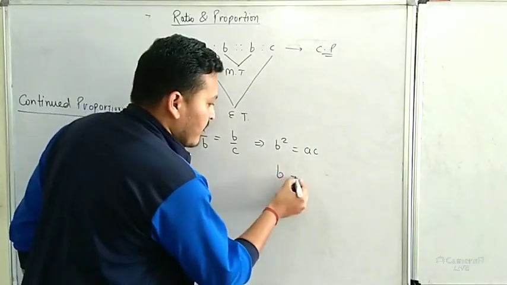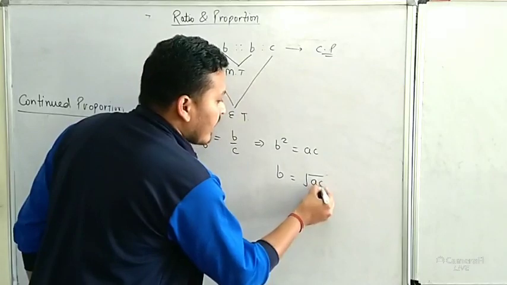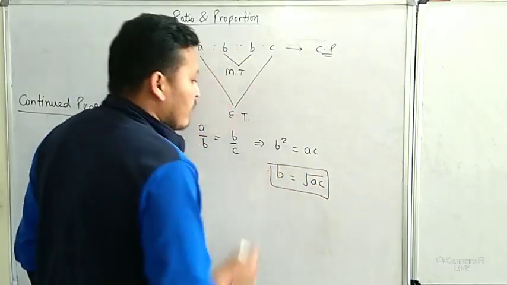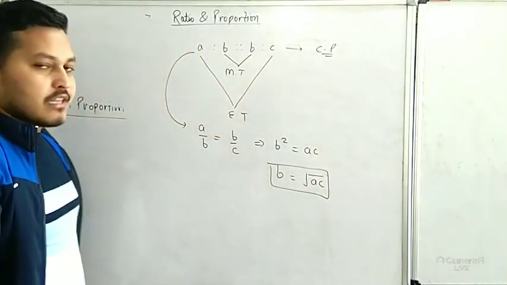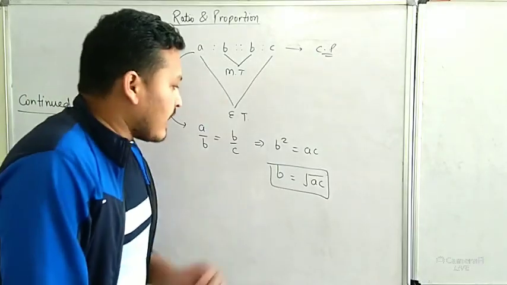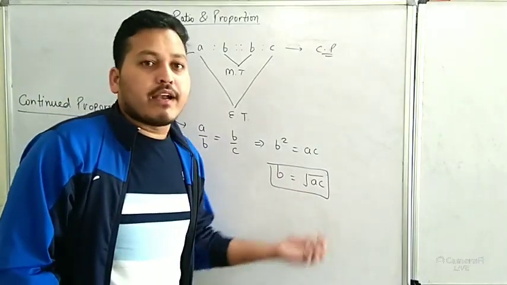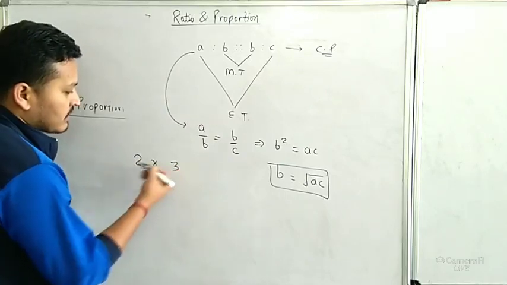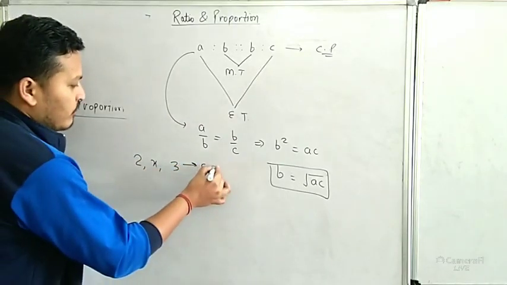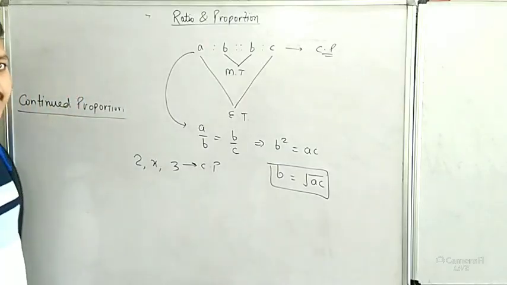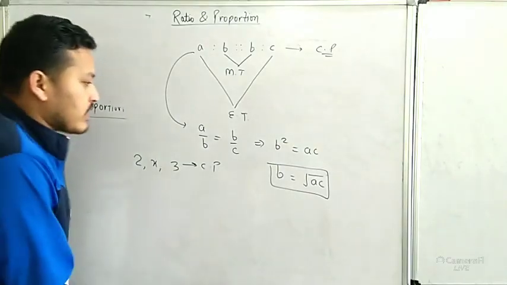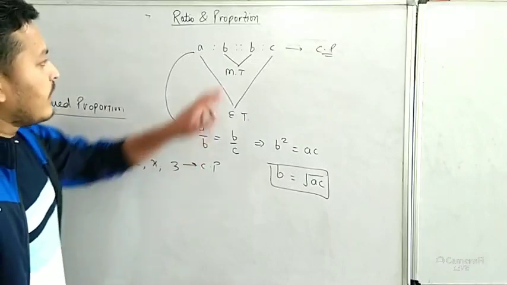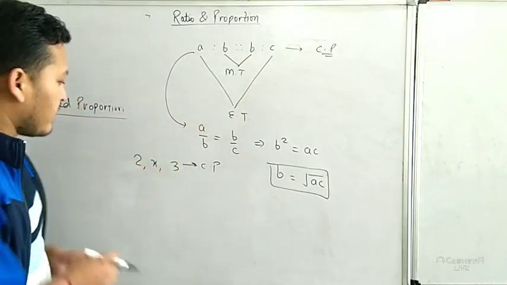So what will be the value of B? B is equal to root AC. Okay, so when you have given any number in the form of the continued proportional, so that time we can use this formula directly. क्या formula है? अगर आपके पास है 2x and 3 are in the form of the continued proportional, the question is find the value of x, and you know that b is the mean term. What is the mean term here?